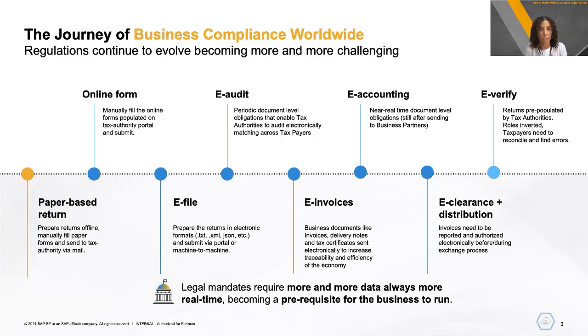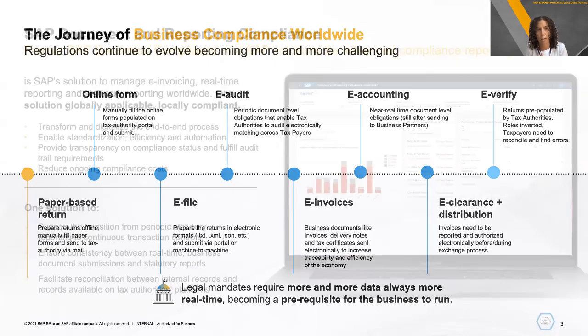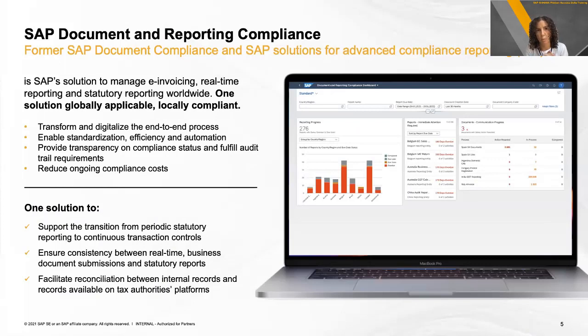And this is the exact need that we are trying to fulfill with SAP Document and Reporting Compliance. SAP Document and Reporting Compliance is combining the former SAP Document Compliance and SAP solution for advanced compliance reporting into one solution. And the idea is to provide our customers with one solution that can fulfill all types of mandates. Because in most countries, we no longer have electronic invoice and periodic reporting separately, but one end-to-end process. So the idea is to provide one solution so they can future-proof their system, because regardless of the type of mandate, they have a solution that can fit it.